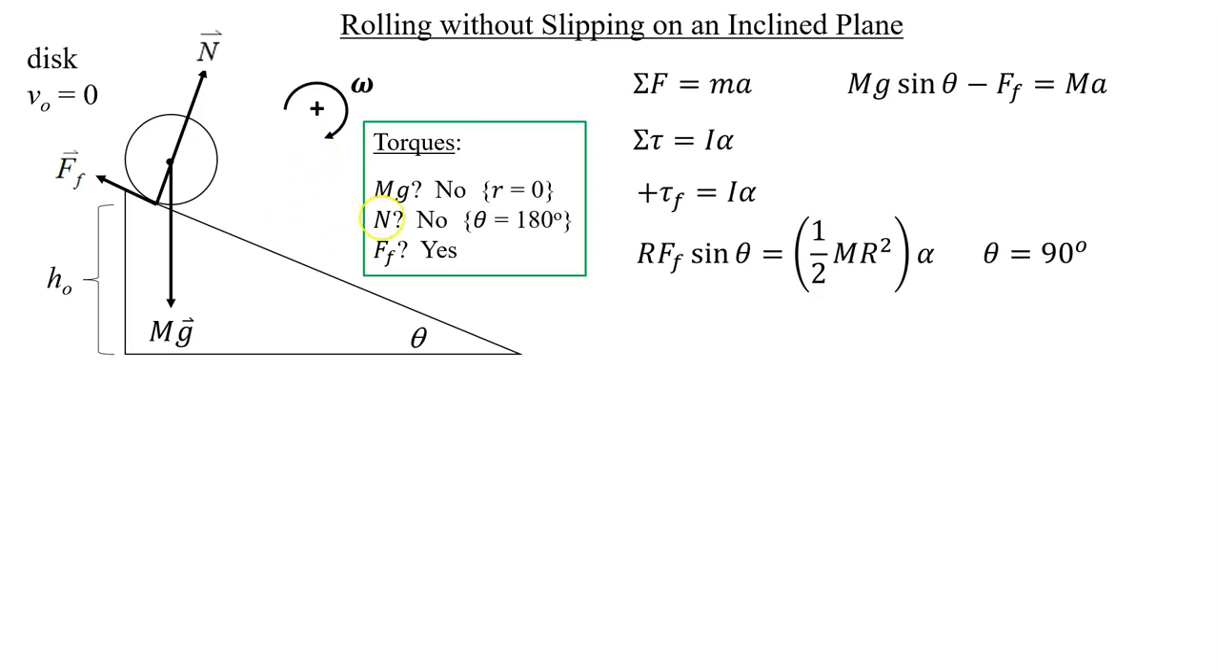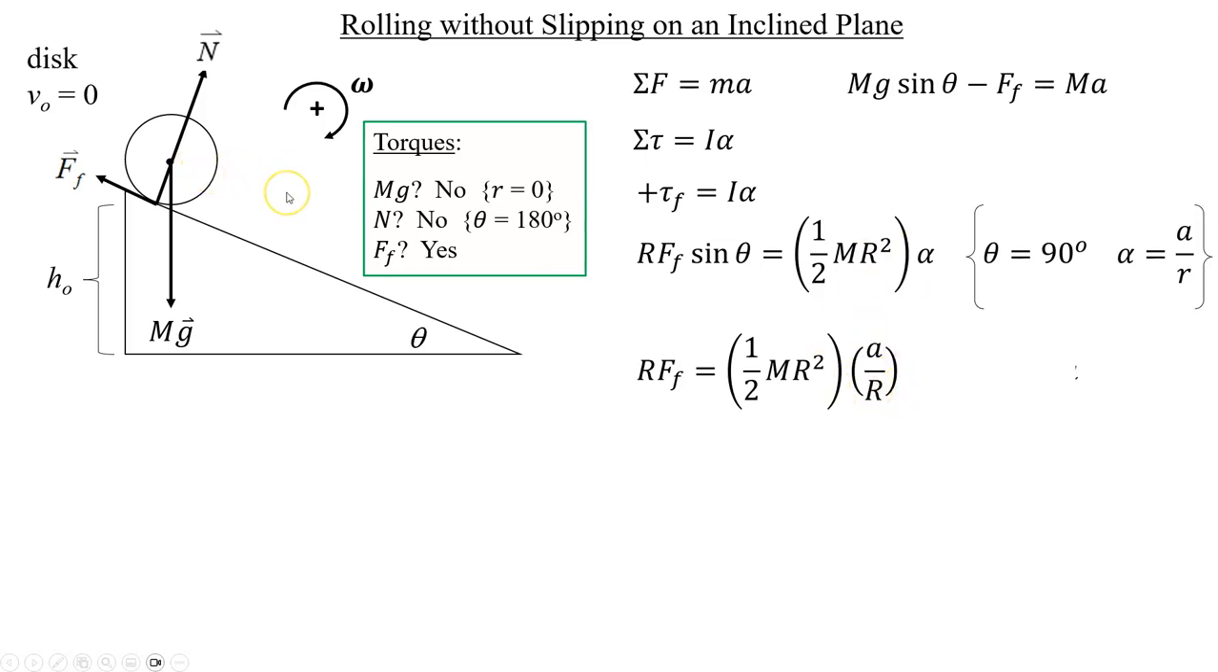And so for an object rolling without slipping, the center of mass acceleration is related to the angular acceleration by a equals R alpha, and so we can replace alpha with a over R. So let's do both those things. Sine 90, of course, is 1. That's going to go away. Alpha is replaced by a over R, which now I'm going to write as capital R, the radius of the disk.